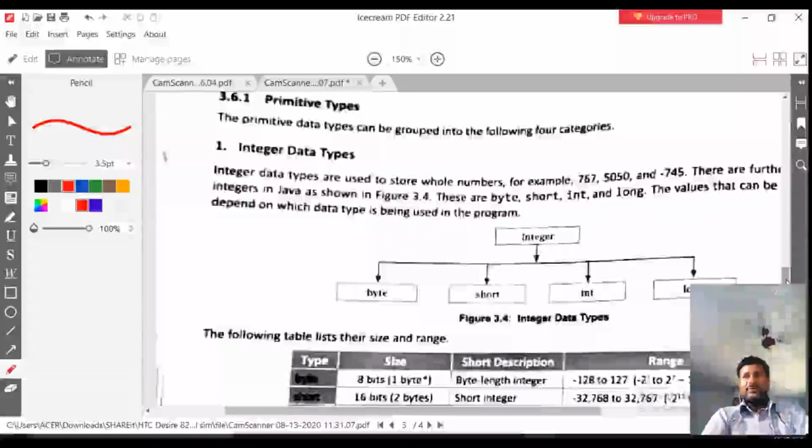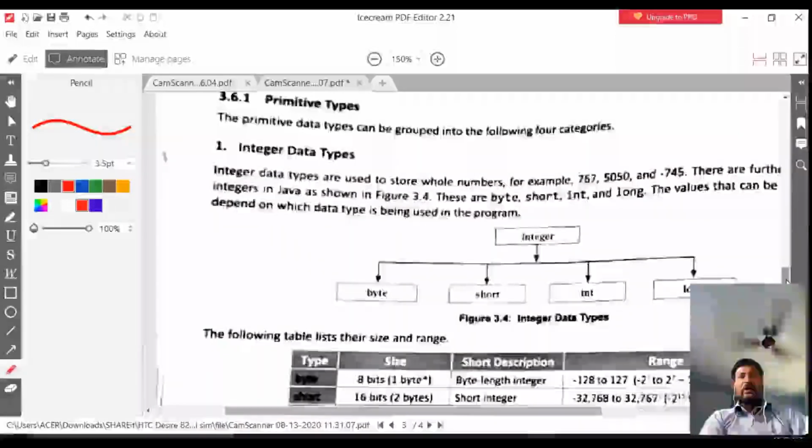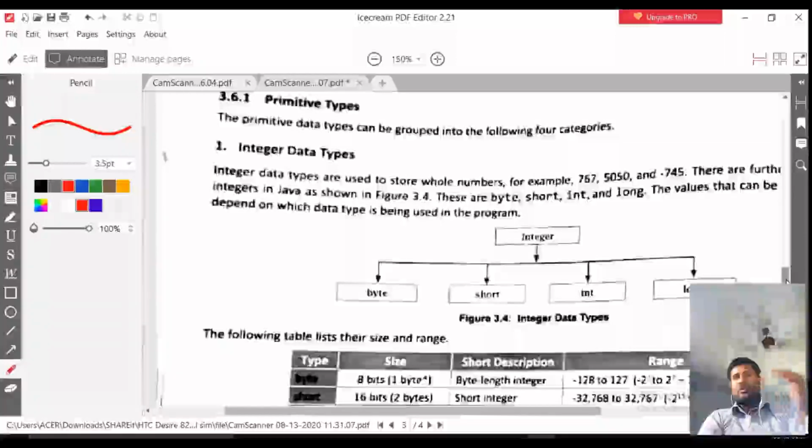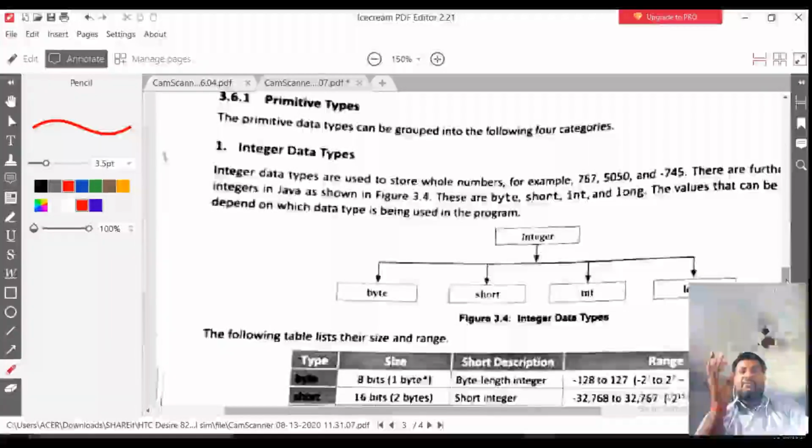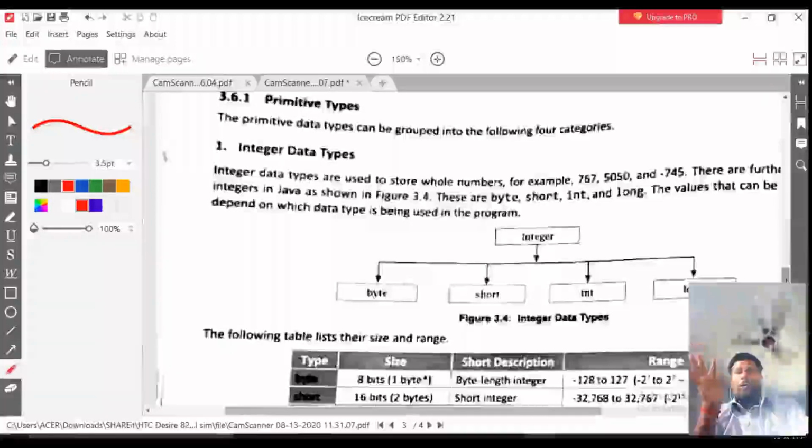Let me discuss integer first, because what I was looking at in the videos, the picture which I have taken from the book, is not in sequence. So that's why I was adjusting that sequence on the paper in your videos. So this is about the integer data type. Basically integers are further categorized into four parts. The first one is byte, second is short, then int and long. So just remember this: byte, short, int, long.